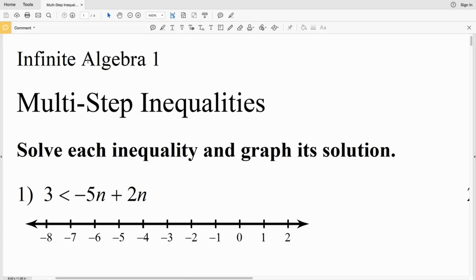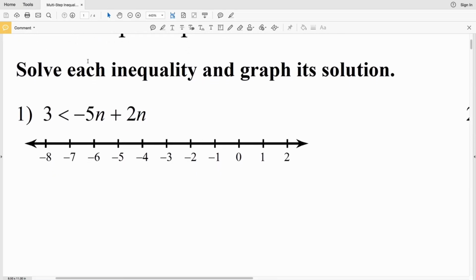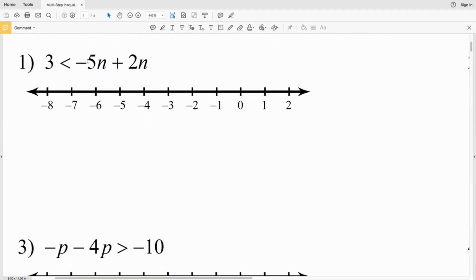In this video, we're going to start the Infinite Algebra 1 under the KutaSoftware website multi-step inequalities worksheet. We're going to use very similar methods to solving multi-step equations in which we combine like terms, as well as using the tools and tips from one-step and two-step inequalities. So our directions are to solve each inequality and graph its solution.